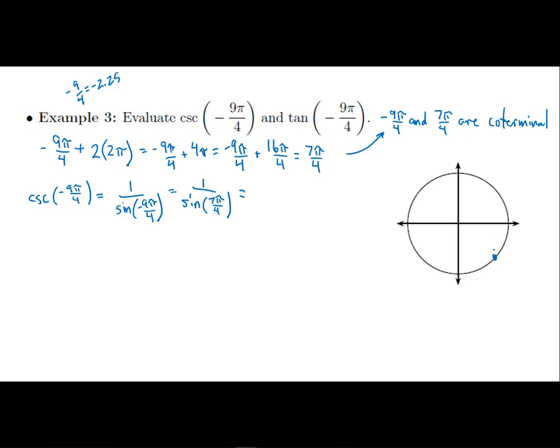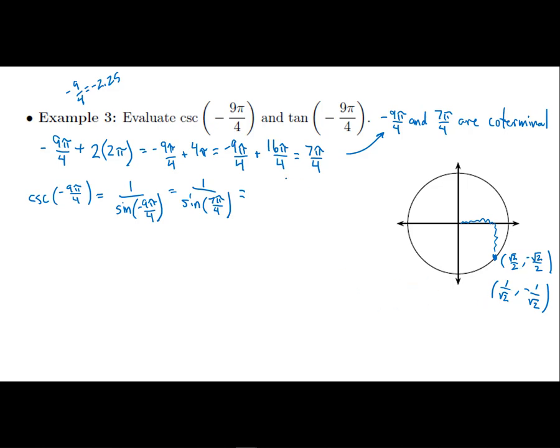Well, remember all the multiples of pi over 4 are the ones where the x and y values are actually exactly the same. So that should ring a bell to be root 2 over 2, but since the y value is negative, this is negative root 2 over 2. And then also, what is worth remembering is that root 2 over 2 is the same as 1 over root 2. And so this is negative 1 over root 2.